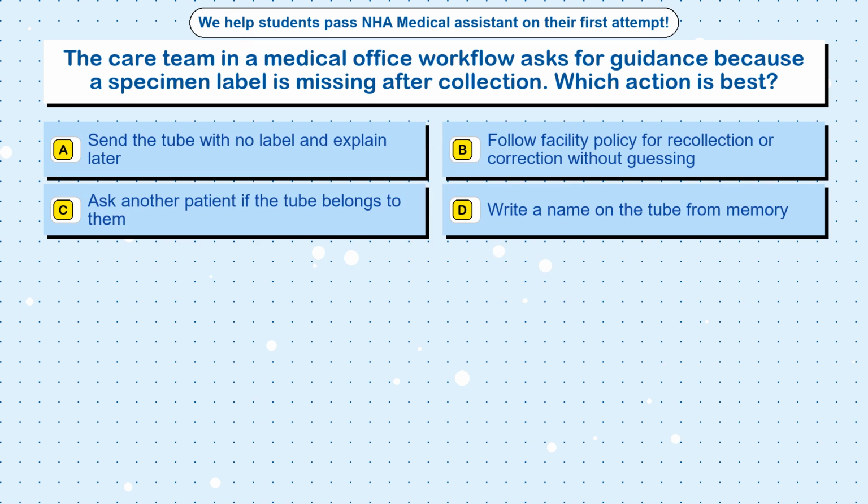Question 74. The care team in a medical office workflow asks for guidance because a specimen label is missing after collection. Which action is best? Option A, send the tube with no label and explain later. Option B, follow facility policy for recollection or correction without guessing. Option C, ask another patient if the tube belongs to them. Option D, write a name on the tube from memory.